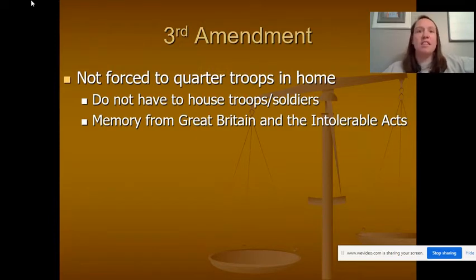So the soldiers were the enforcers, okay? And so here's the thing. They came over here to America. They're actually British people. They're British soldiers, troops. Where are they going to stay? We're America. We're the frontier. We don't have buildings yet. We don't have any places for them to stay. So they stayed in people's homes.